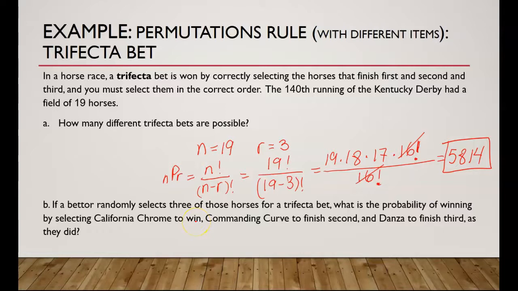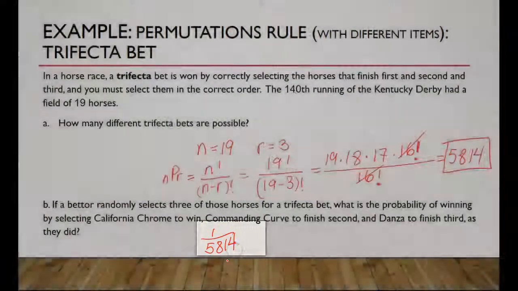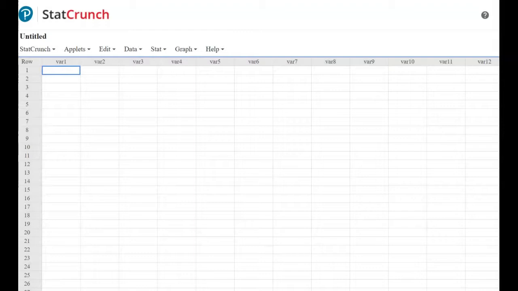If a bettor randomly selects 3 of those horses for a trifecta bet, what is the probability of winning by selecting California Chrome to win first, Commanding Curve to win second, and Danza to win third, as they did? Well, because the order matters, there is only one of those arrangements. So the probability is 1 out of 5,814.